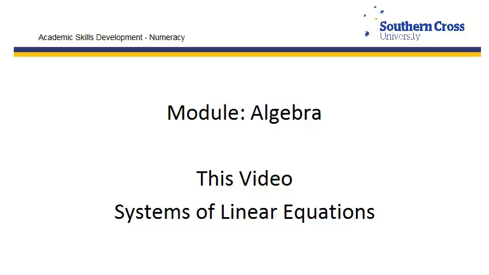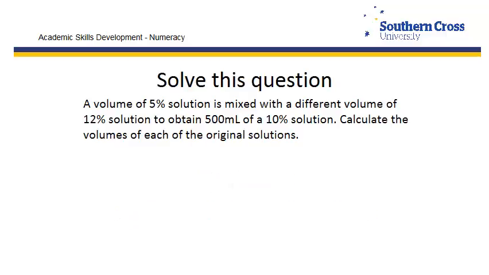In this video, we're going to solve a practical problem using a system of linear equations. The question is that a volume of 5% solution is mixed with a different volume of 12% solution to obtain 500 mils of a 10% solution. So you can see that if you've got a certain amount of 5% solution and a certain amount of 12% solution, you end up with something between the two. What we want between the two is a 10% solution, and we want 500 mils of it.